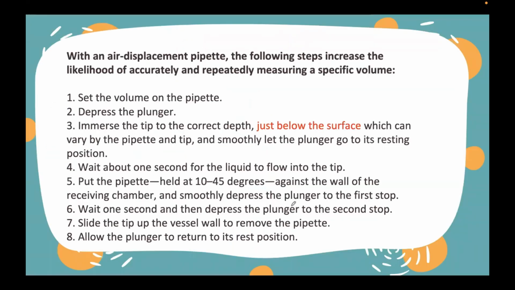So with an air displacement pipette, the following steps increase the likelihood of accurately and repeatedly measuring a specific volume. Wag na wag pong kalilimutan bago ka mag-work using your pipette, we have to set the volume of the pipette. Okay, alam mo dapat kung ilan yung volume na kukuhanin mo. So, i-adjust mo siya using your plunger button and then yung pinaka-thumb wheel, if applicable. If yung iba, plunger button lang meron, doon mo na siya i-adjust. Next, hindi lang po tao ang nade-depress, pati ang plunger.